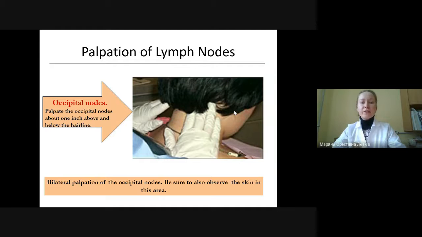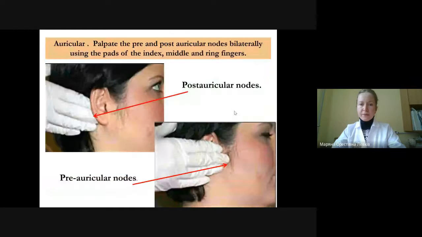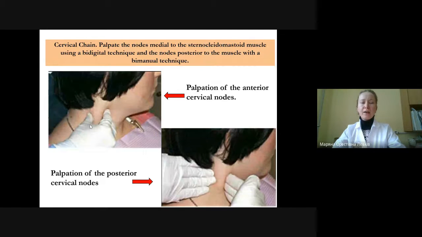Palpation of lymphatic nodes is done bimanually. On this photo, you can observe palpation of occipital nodes. Auricular lymphatic nodes are palpated bilaterally using the pads of the index, middle, and ring fingers. Preauricular and post-auricular lymphatic nodes palpation. Cervical chain of lymphatic nodes.